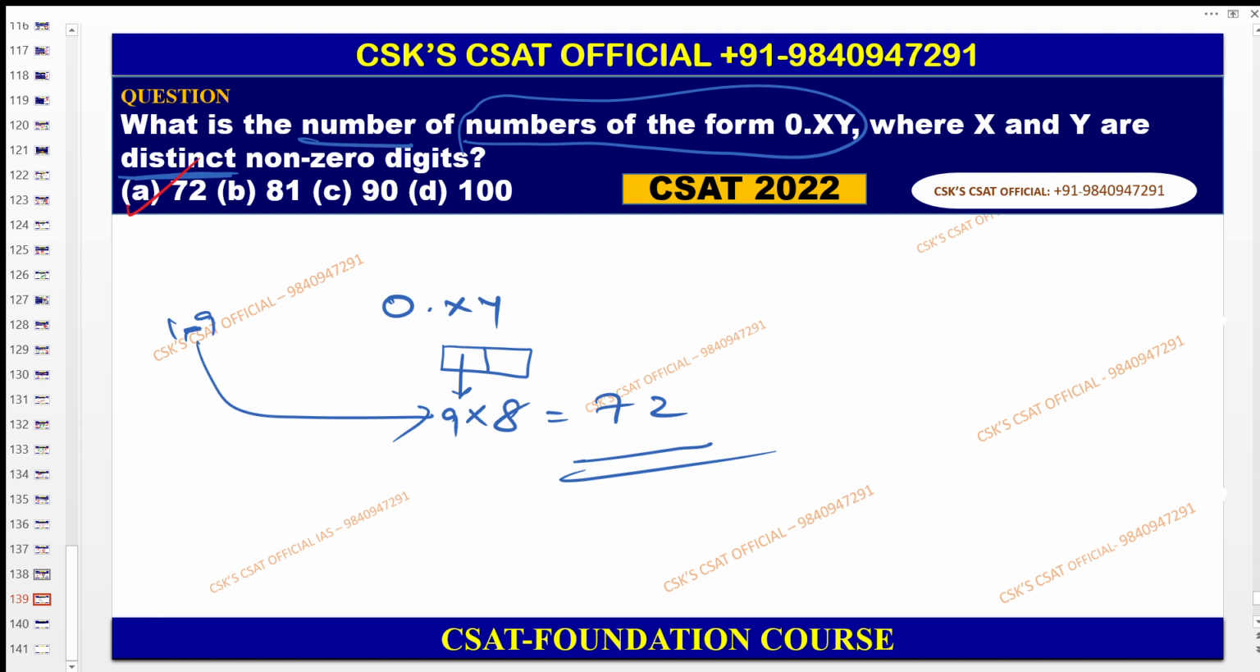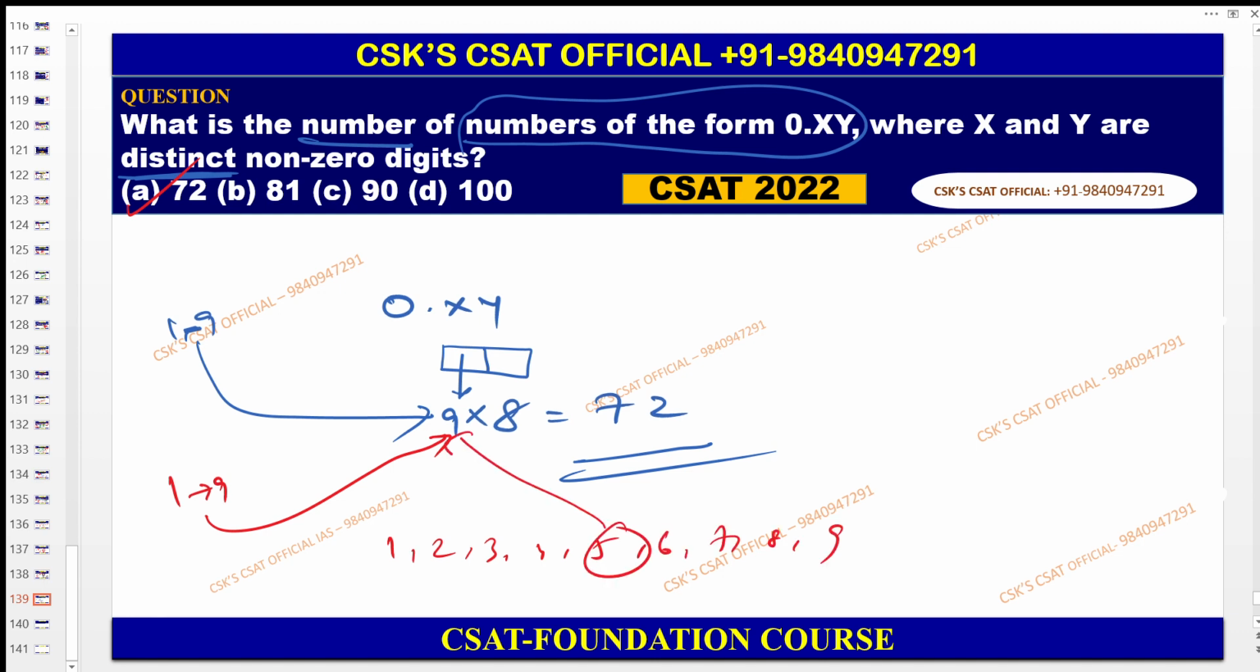Why is 8 possible? See, among this 1 to 9, if you are placing any number in this position, that can't be repeated in this other position. Understood? Then how many are possible? 1, 2, 3, 4, 5, 6, 7, 8, 9. Suppose you place 5 here, how many are possible for this position? 1, 2, 3, 4, 5, 6, 7, 8. Understood?